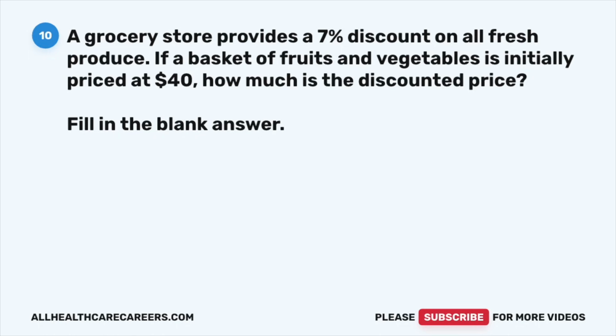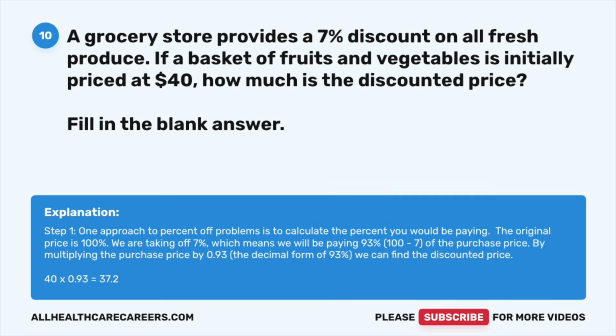Question 10. A grocery store provides a 7% discount on all fresh produce. If a basket of fruits and vegetables is initially priced at $40, how much is the discounted price? Fill in the blank answer. The correct answer is 37.2.